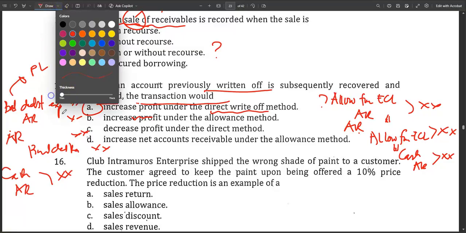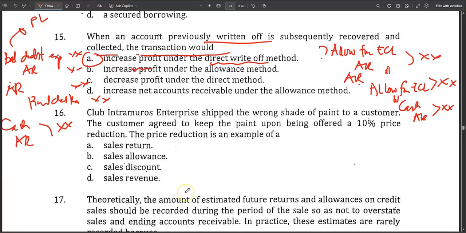Okay, let's continue to number 16. Club Intramuros shipped the wrong shade of paint, so they expected a return. The customer agreed to keep the paint. However, there's no return because the customer agreed to keep the paint, and upon being offered 10%, there is an allowance reduction. So that is a sales allowance. The price reduction is an example of sales allowances.